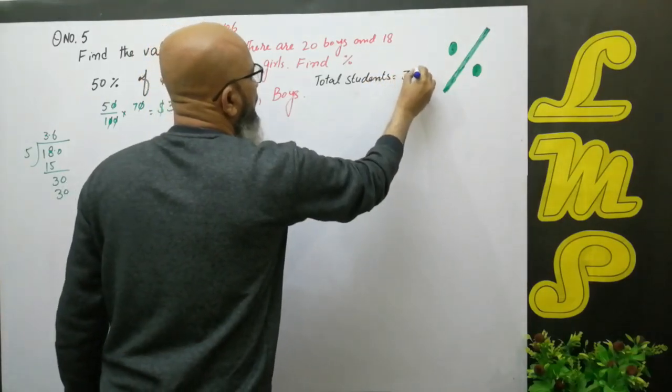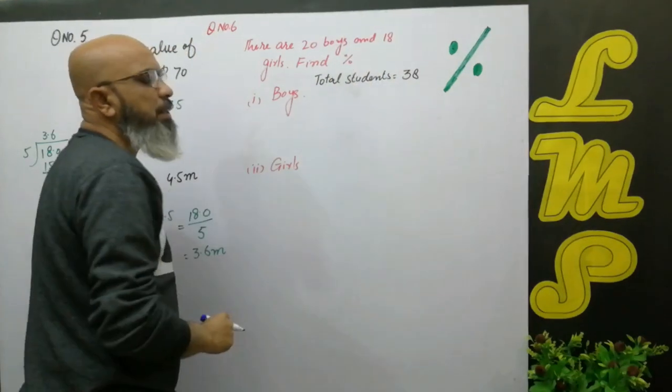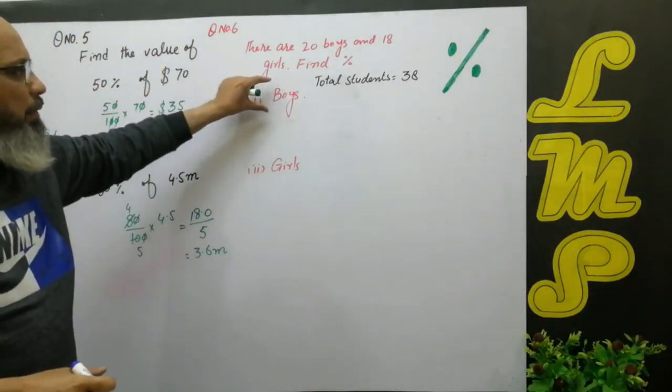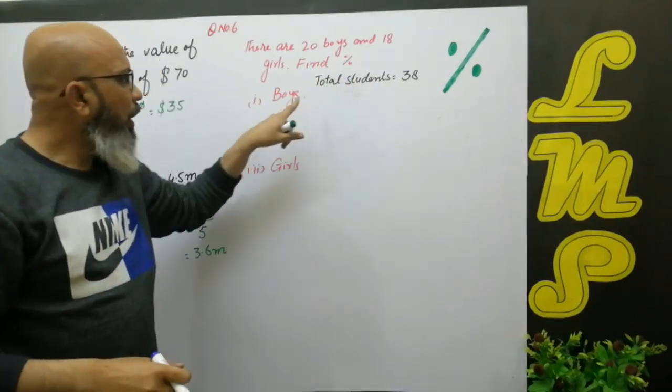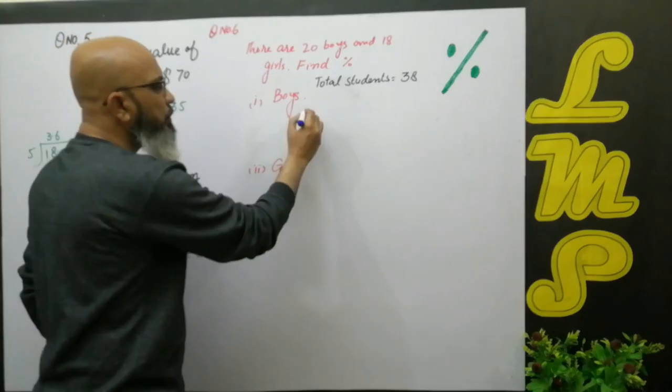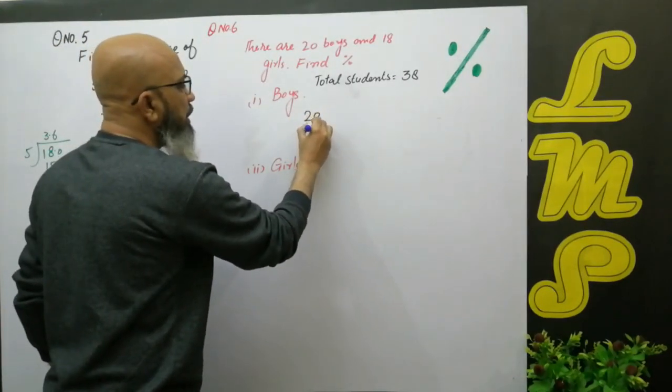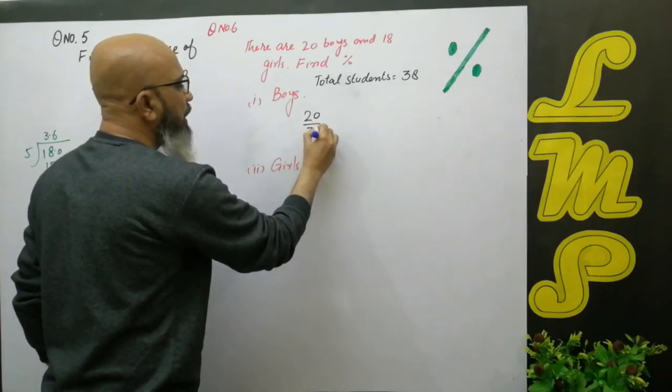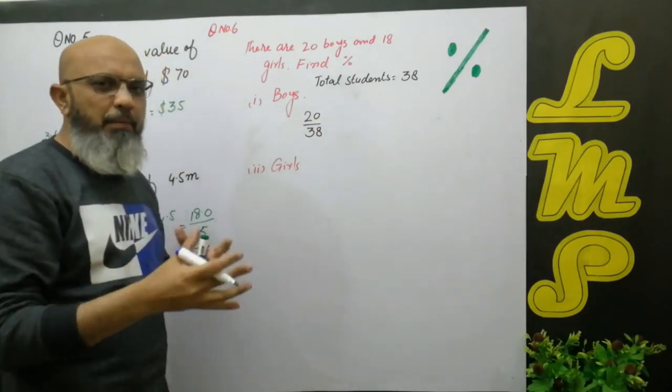That is 38. 20 plus 18. So now we have to find, out of 38, what percentage are boys. How many boys are there? 20. So it's very easy. That is 20 divided by the total number of students of the class, and we are going to find the percentage.